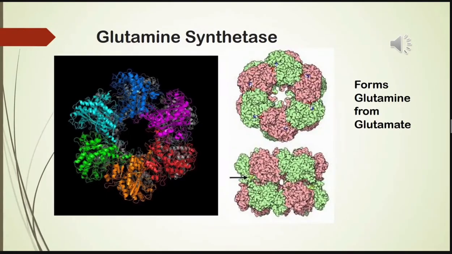Glutamine synthetase is one of those enzymes that has a nice looking crystalline structure, seen here in the slide. It forms glutamine from glutamate. Somewhere in the middle of this enzyme, as shown in the arrow, you will find manganese.